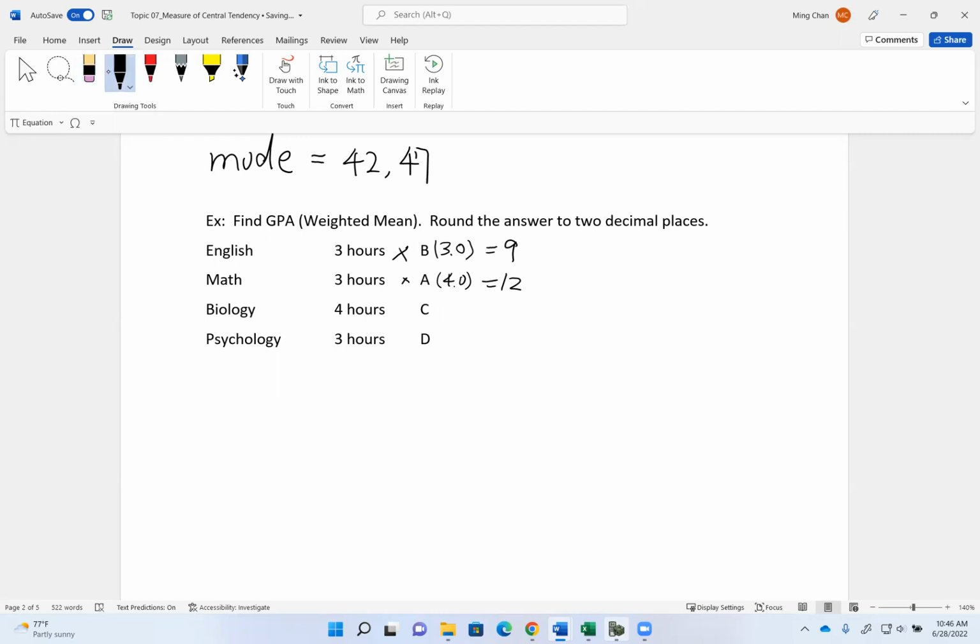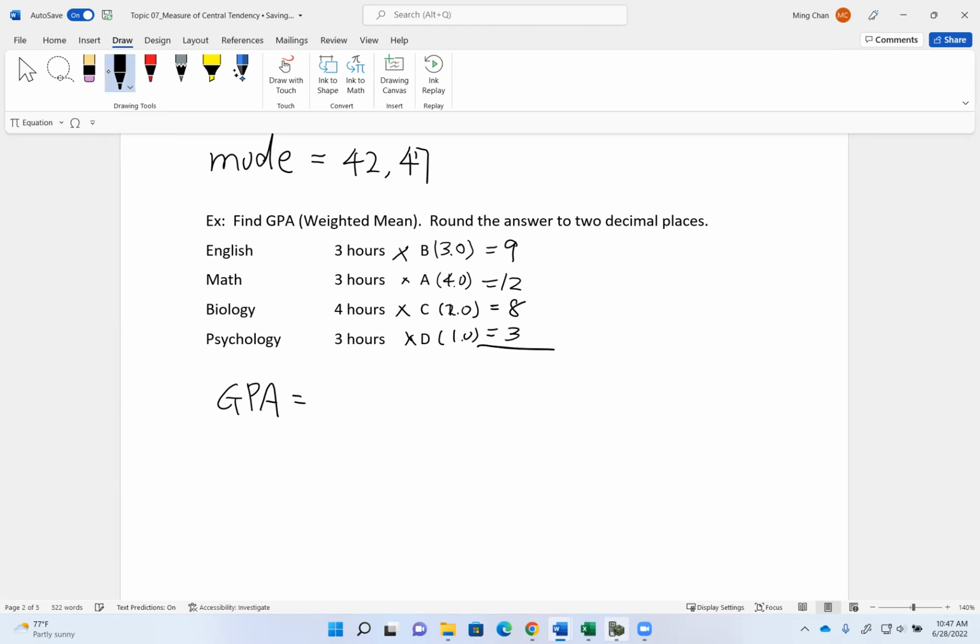All right, a C in biology. C is 2.0. So for every credit hour, you have a 2.0. So that's 2 plus 2 plus 2 plus 2, 4 times, which is the same as 4 times 2, which is 8. D is 1.0. So 3 times 1.0 is 3. So when you have a B in a 3 credit hour class, that means for every credit hour, you actually earn 3.0.